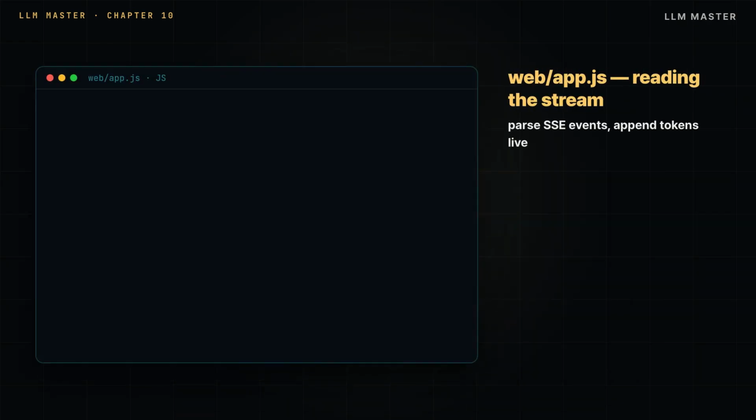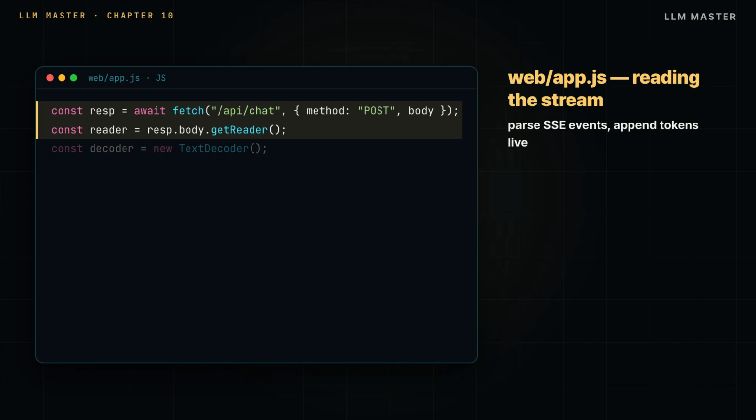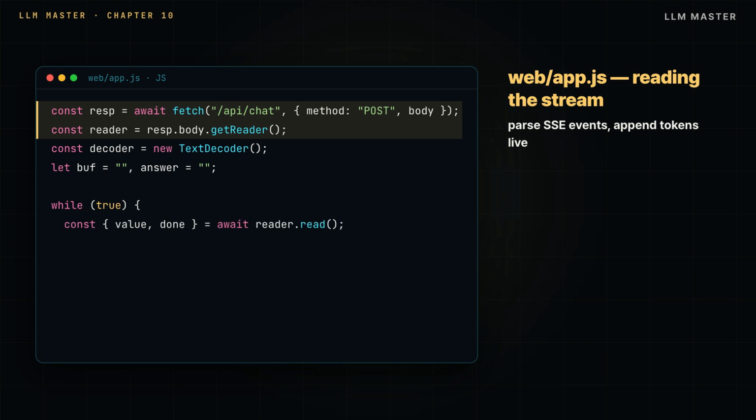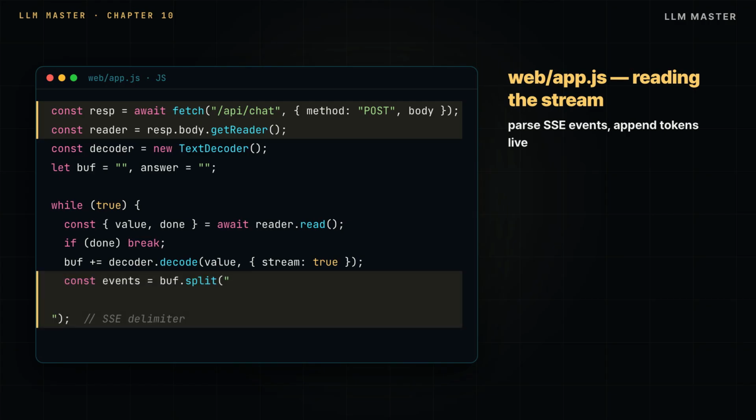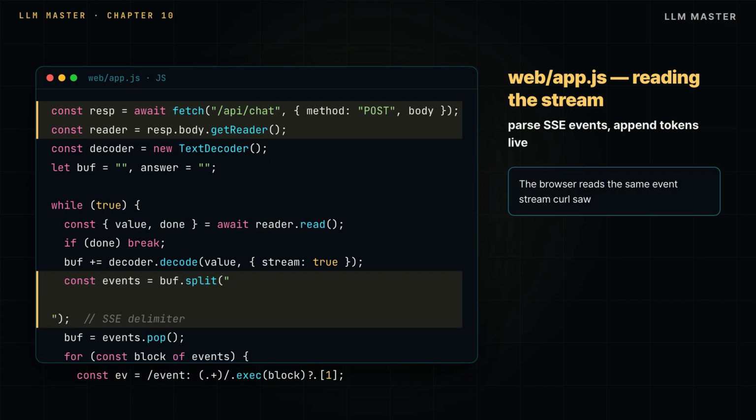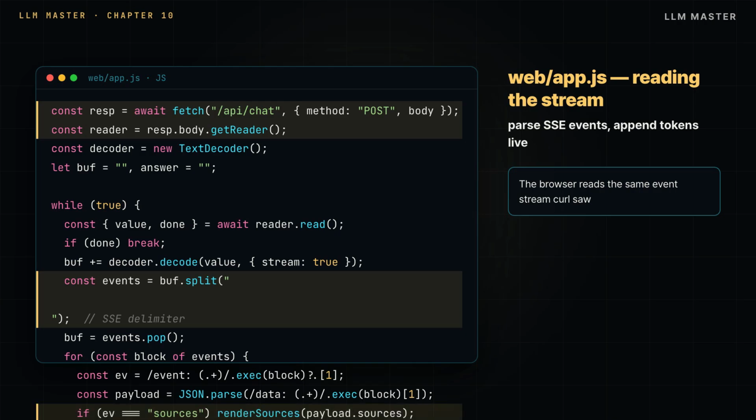Let's walk the front-end side of streaming. We post a question to /api/chat. Then instead of waiting for the whole answer, we read the response body as a stream. We decode each chunk of bytes into text and split it on the blank line delimiter that separates server-sent events. For every token event, we append its text to the answer and repaint the bubble. That growing, self-typing effect you see is literally just this loop running. And when a sources event arrives, we render the pills.